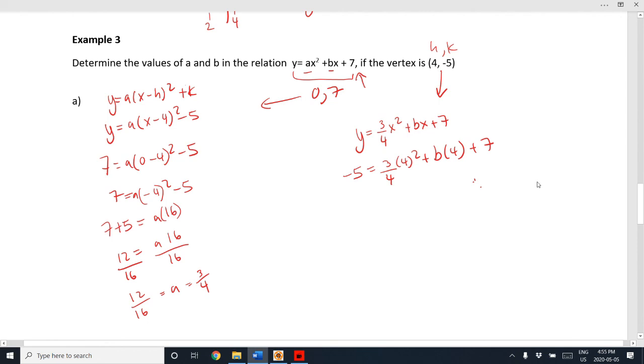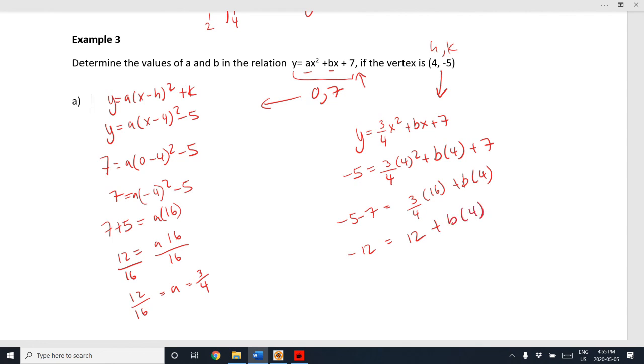So we're going to get that. And so we're going to start cleaning up some of this here. Okay, so let's move over the 7 over to the other side. So we're going to get negative 5 minus 7 is equal to, let's solve what this is. 4 squared is 16. So this is 3 over 4 times 16 plus b times 4. This is going to simplify to negative 12. This here, 3 times 16, if you plug this into a calculator, that's going to be 48. Divided by 4, that's going to be 12 plus b times 4.